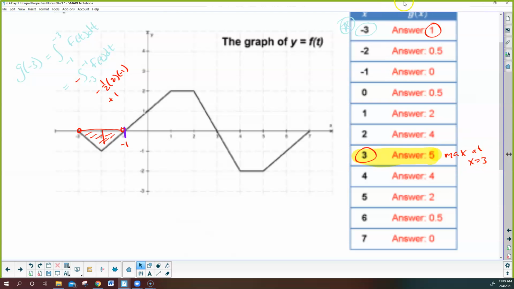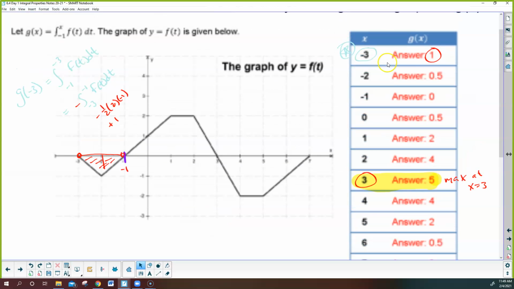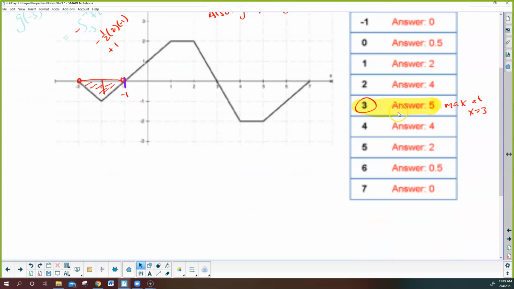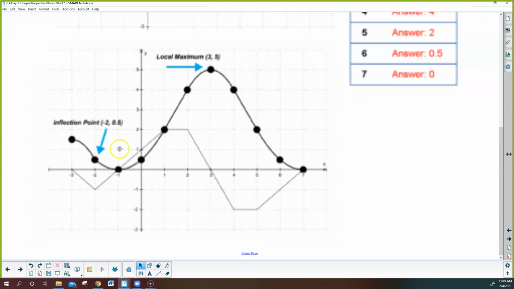Now, the reason why I'm showing you all of this is that these are points now, right? So what if I graphed G? Keep in mind, this is the graph of f of x, which is also the graph of G prime. So what does the graph of G look like? Well, I could just plot those points, and here's the graph of G. So notice, there's our maximum. Our max is at x equals 3.